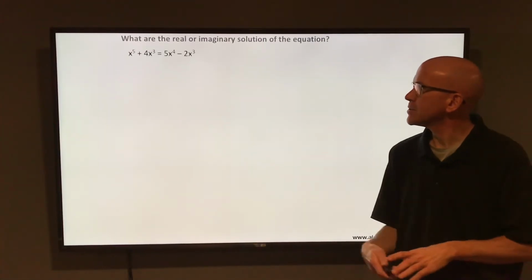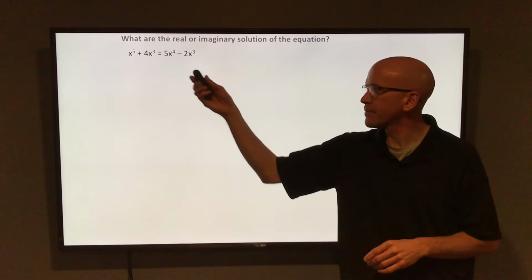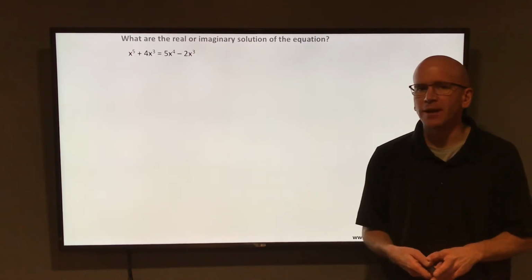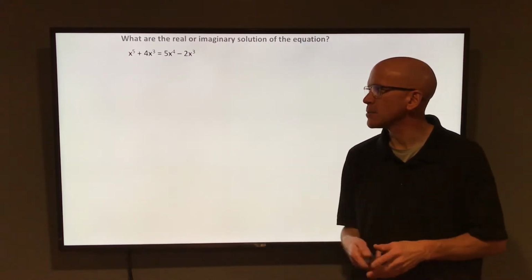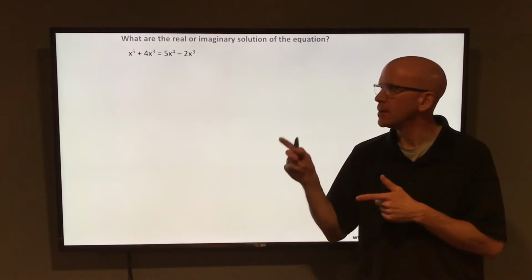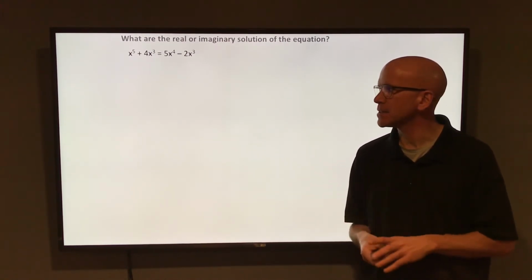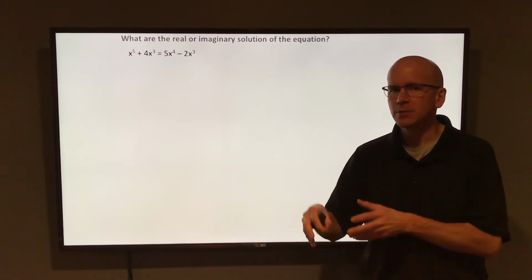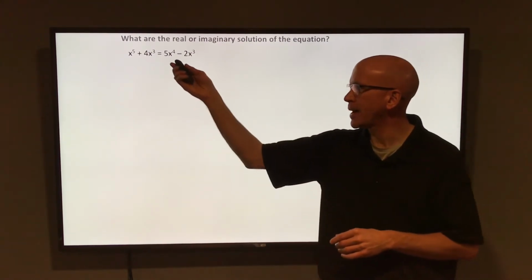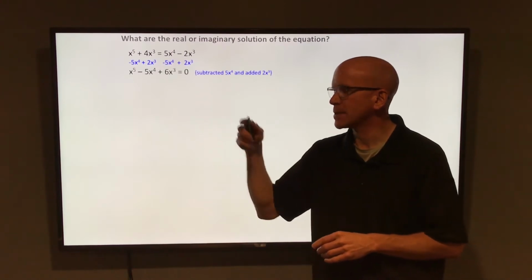What are the real or imaginary solutions of this equation? x to the 5th plus 4x to the 3rd equals 5x to the 4th minus 2x to the 3rd. Need to get everything to one side equal to 0. Try to get everything to the same side of that leading term. The leading term would be x to the 5th, and that's positive. So let's get everything to that side. You're going to subtract 5x to the 4th and add 2x to the 3rd to each side.